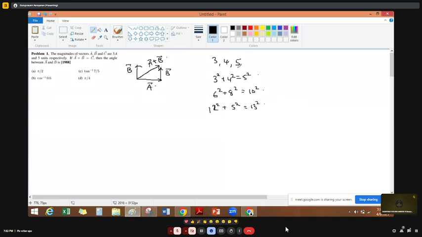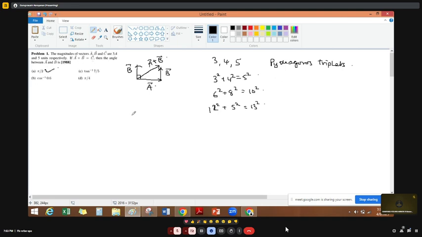So remember these kinds of numbers as standard. Okay? It will be useful. All these are Pythagorean triplets. So I can immediately say that it is a right angle. So the angle between A and B will be 90 degrees.